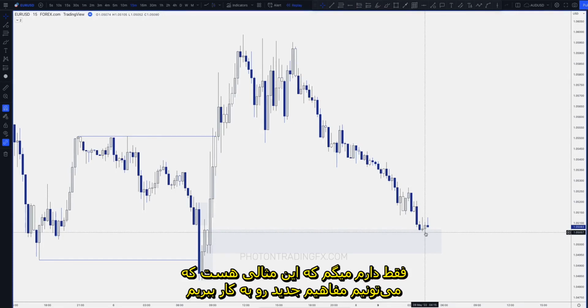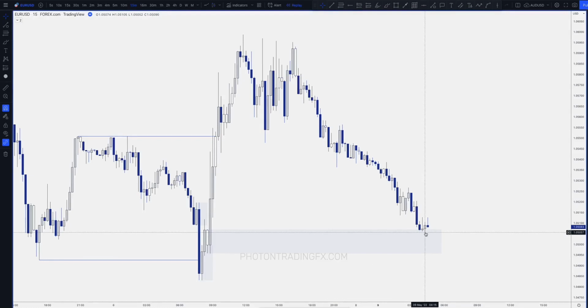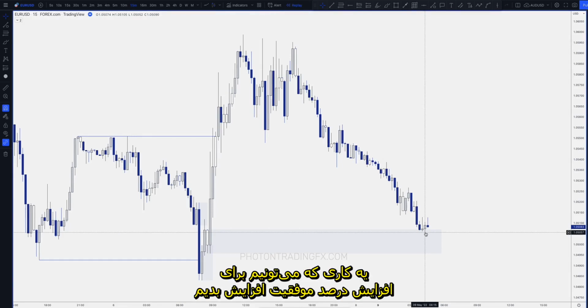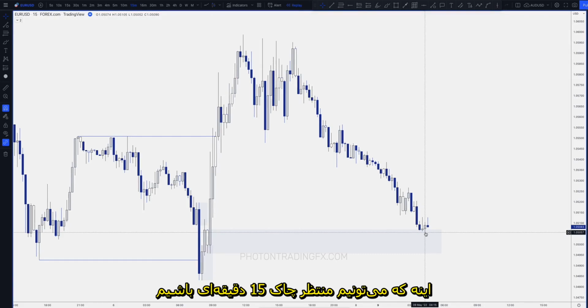What I'm saying is this is an example in which we can use some of these new concepts to potentially help us boost our strike rate, right? And not get in potentially too early. So what's one thing we can do in order to boost our strike rate and not try and catch a full knife? Well, we can wait for an M15 change of character.